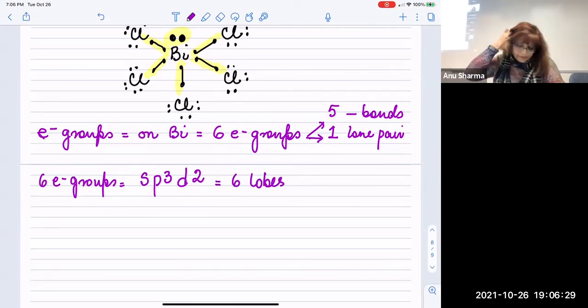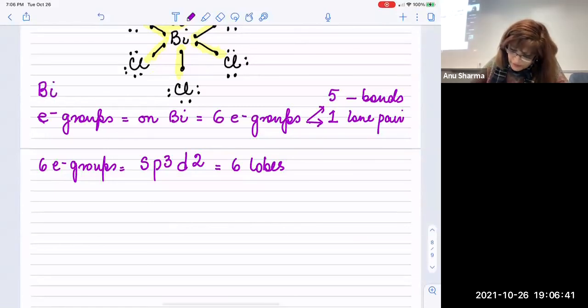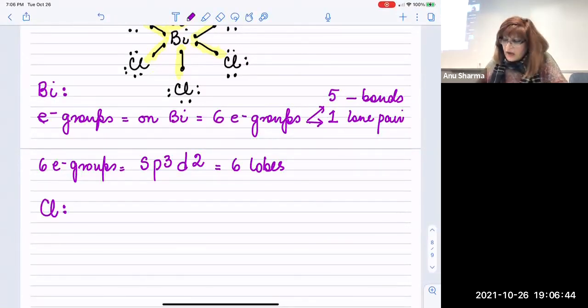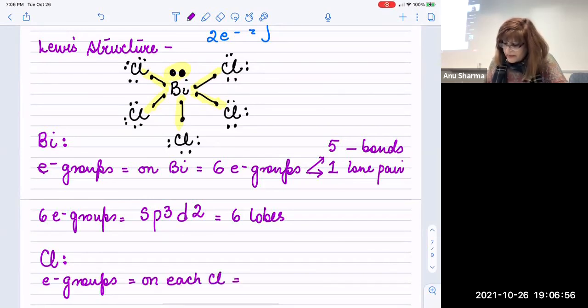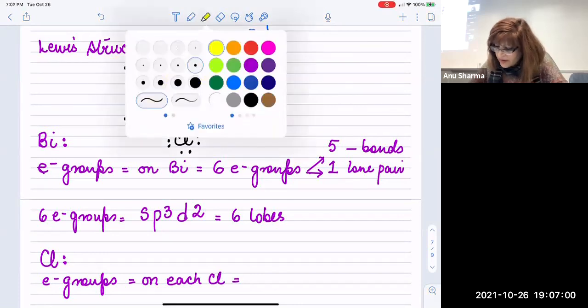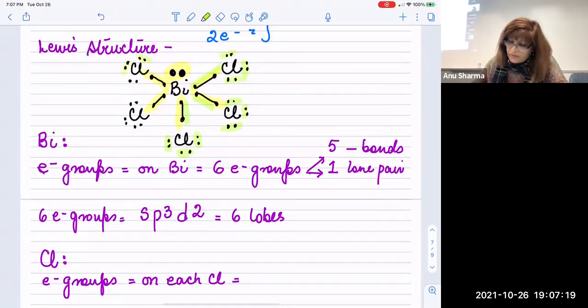Six lobes. Okay, now here's another thing. This is electron groups on bismuth. Then with respect to chlorine, how many electron groups on each chlorine? The electron groups on each chlorine, as you can see, there are 1, 2, 3 lone pairs and one single bond. So each of them has three lone pairs and one single bond.